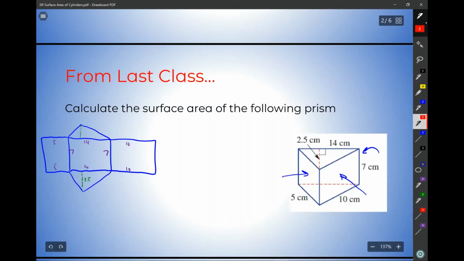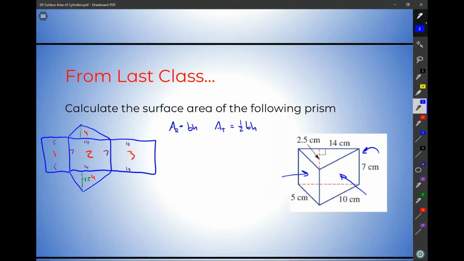So now we're going to just calculate all the areas. I'm going to number the two triangles the same, number 4, because the area of them is the same. And remember our two area formulas we need. For the rectangles, it's just base times height. For the triangles, it's half base times height. And now we can get to work calculating our areas.